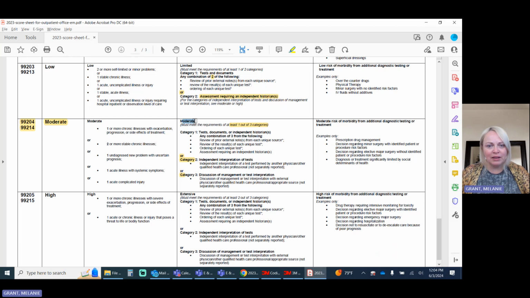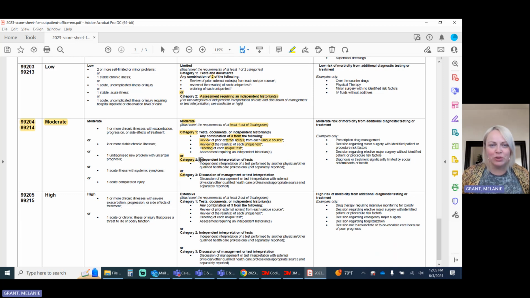When we get to a moderate level, it's actually going to look at 3 of the following, and you have a couple more options here. So they've built in that category 2 from the previous one under category 1 for moderate level, and then each review of a unique source for notes, each review of a unique test, and ordering. So those are all the same, but you have to have 3, not just 2, to meet this moderate for category 1.